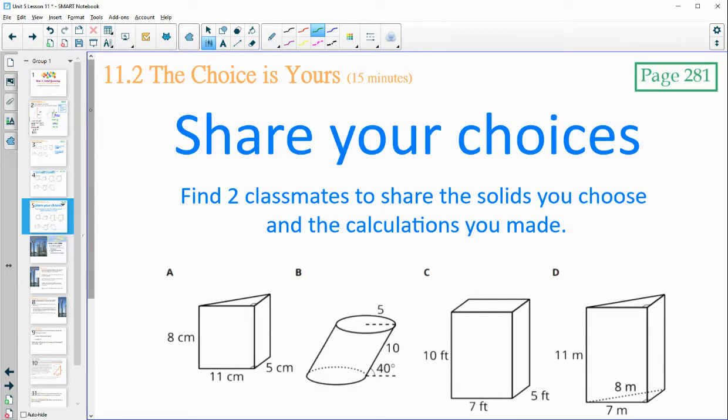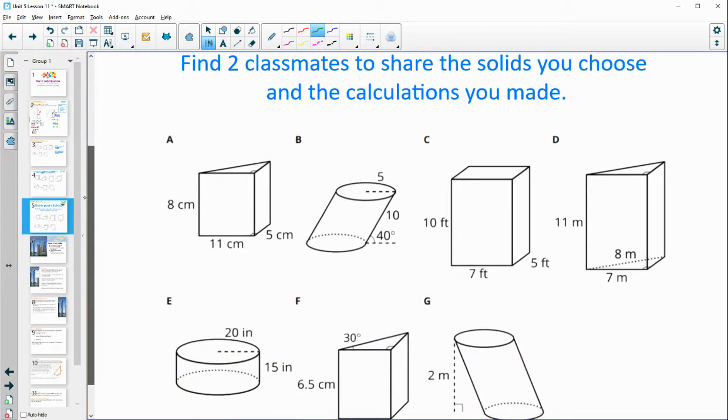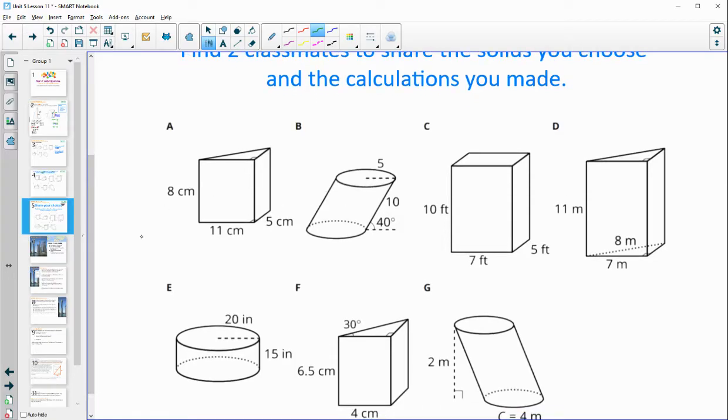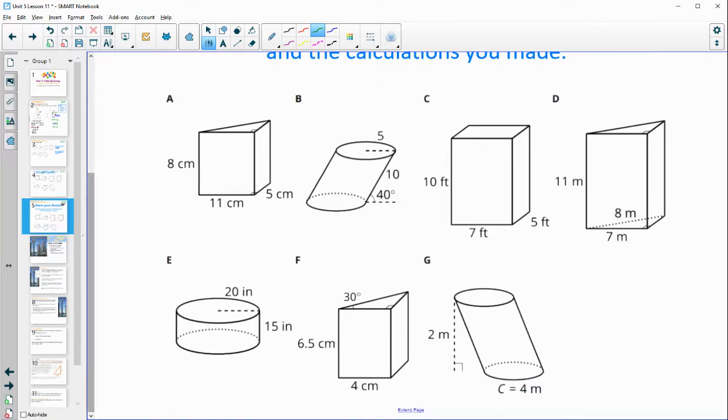All right, then if you're working with somebody else, go and compare with them. What did they choose as the easiest? What did they choose as the hardest? Talk about why you chose that.